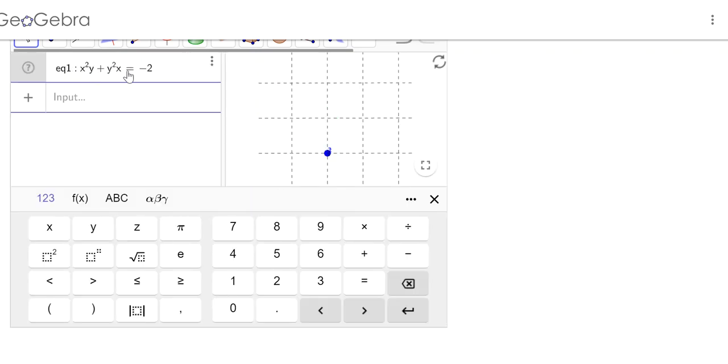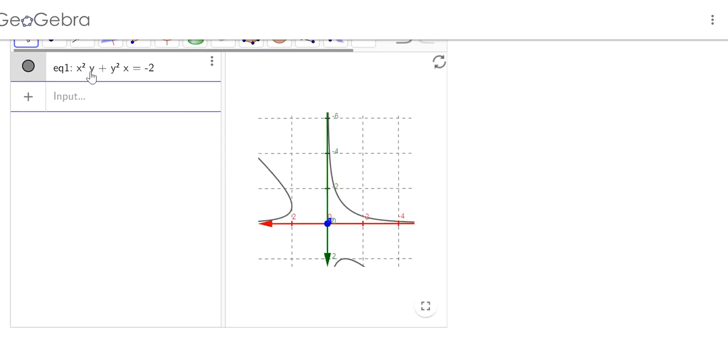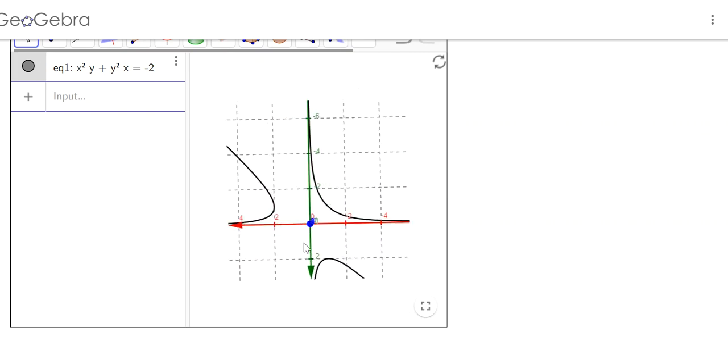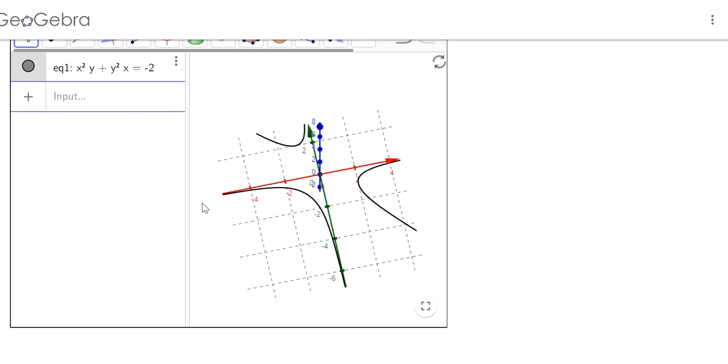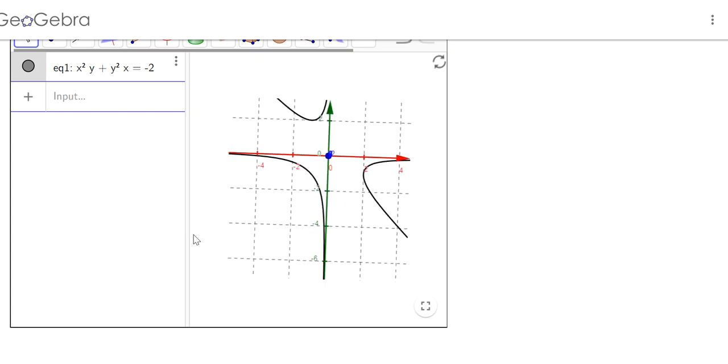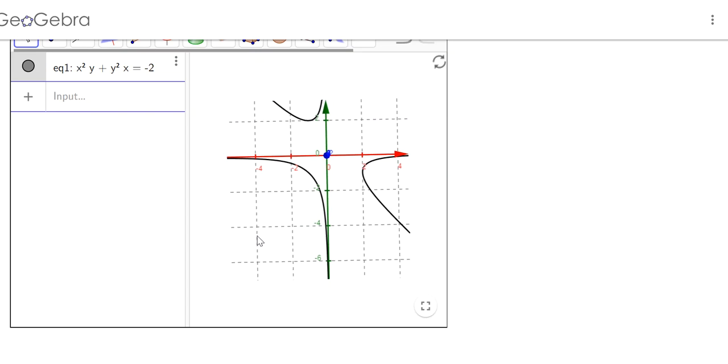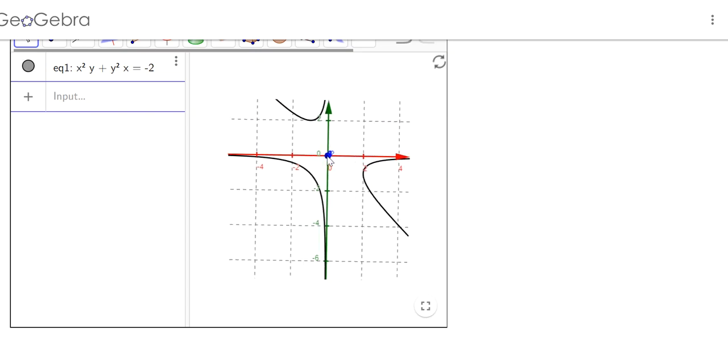Notice I've got it typed in up here: x squared times y plus y squared times x equals negative 2. Now, what was our point? Our point was at negative 1, negative 1. So now, where's that function? Notice it's a three-dimensional picture, and it allows me to move it around a little bit. So negative 1 in the x, negative 1 in the y, puts us right here. What's our slope? Looks like it's roughly negative 1.